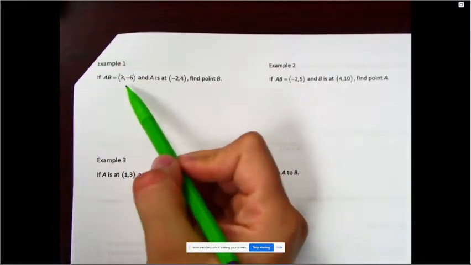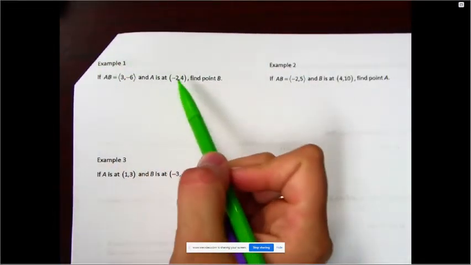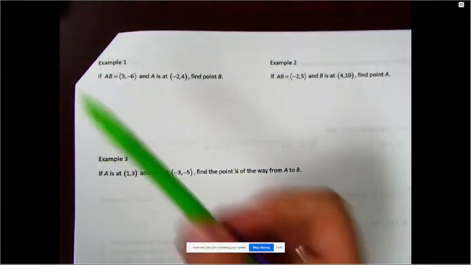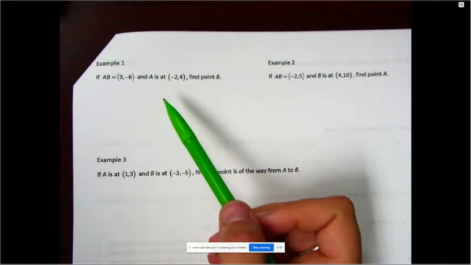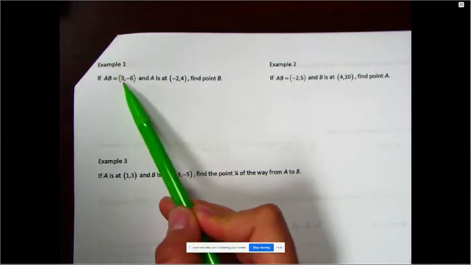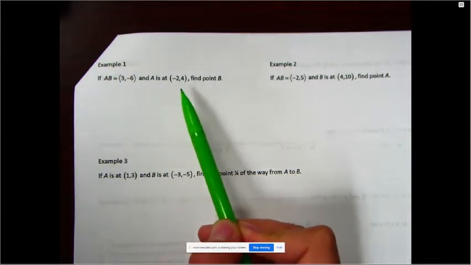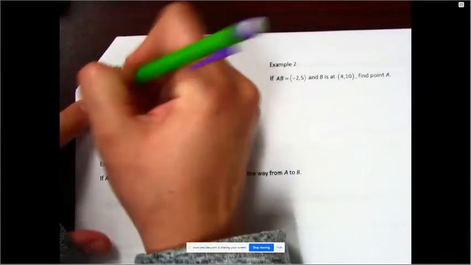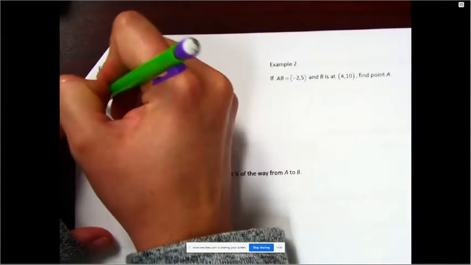If I have vector AB, and A is at negative 2, 4, find B. Now, the biggest mistake here is we have a bunch of different parentheses, we have vectors, we have points, and people confuse the two. Remember, a vector has these arrowed brackets. A point has parentheses. So if our vector is A to B, I'm going to draw it, which means it starts at A, ends at B.